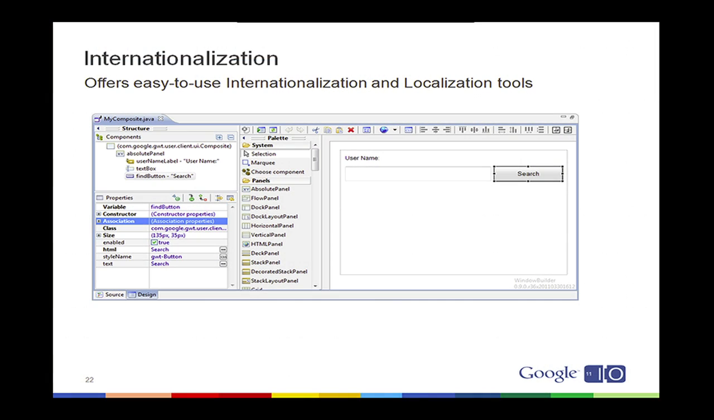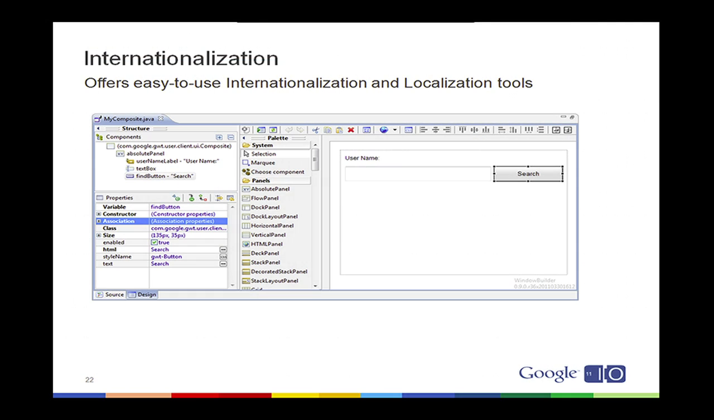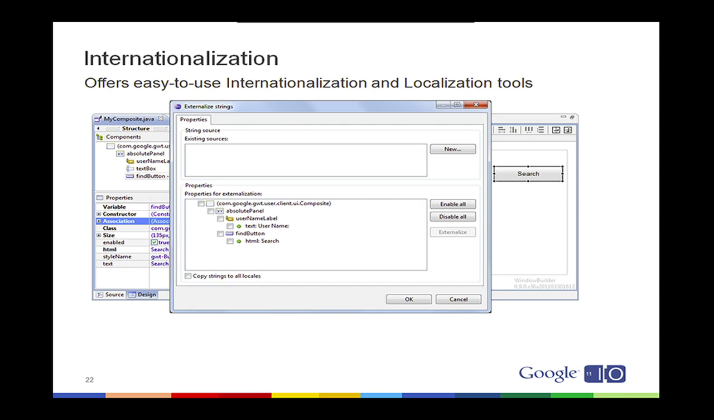The tool supports very nice internationalization. Initially, if you're just dropping widgets on the canvas, you're going to have a bunch of hard-coded strings for each of those widgets. Not something you want to have if you have an internationalized app. Obviously, you want to pull those strings out into resource bundles. So we start by clicking on the little world icon up here on the toolbar, and that opens up the externalized strings dialog.